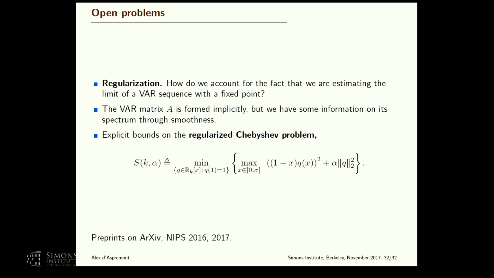And also, there is this strange regularized Chebyshev problem. We can solve it using sum of squares, okay? But we don't have explicit bounds on its convergence as a function of alpha. And if we want to improve the results on stochastic optimization, we need to better understand the impact of regularization on the convergence of these bounds. But I'm not sure yet how to get bounds on a problem like this, outside of just solving it using SDPs. Okay, so that's it for today. Thank you.